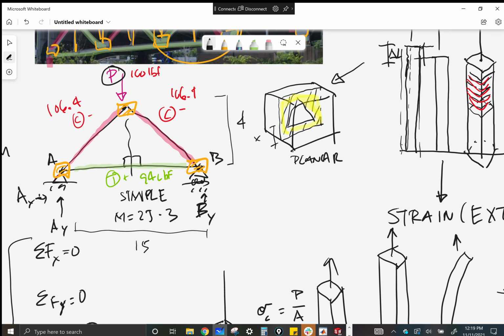Okay, then we know what each of those members would fail at, but we don't know if they're going to fail because we don't know when they're going to get to that load, right? So it's the members that get to their failure load fastest or first that will fail.